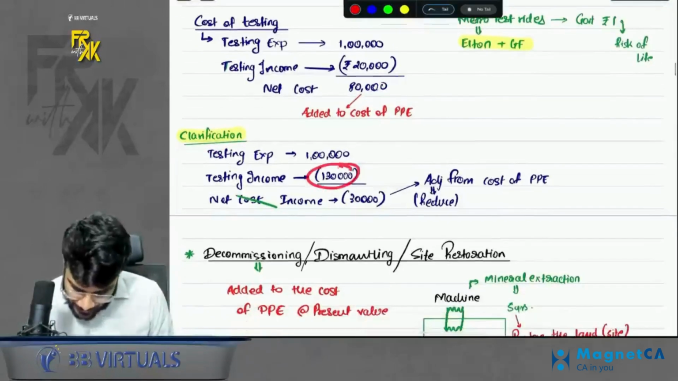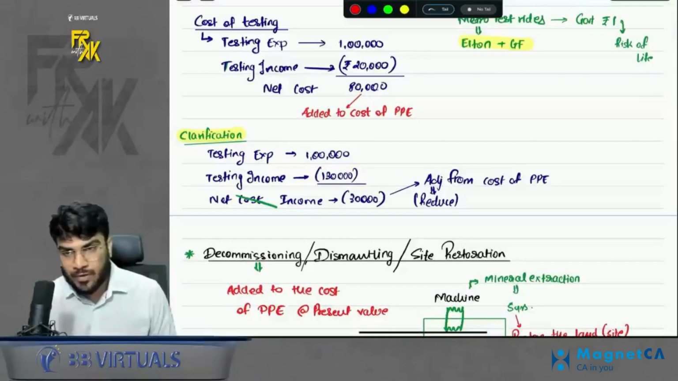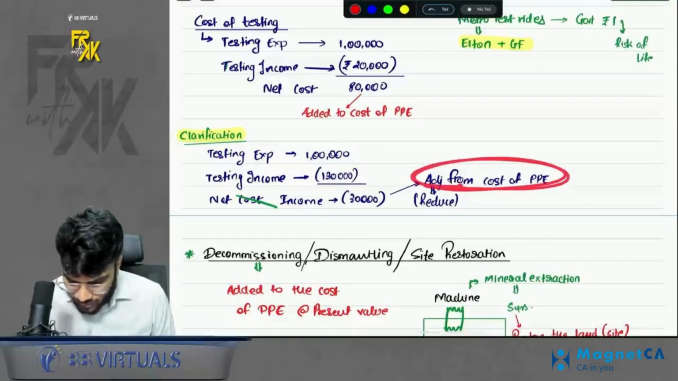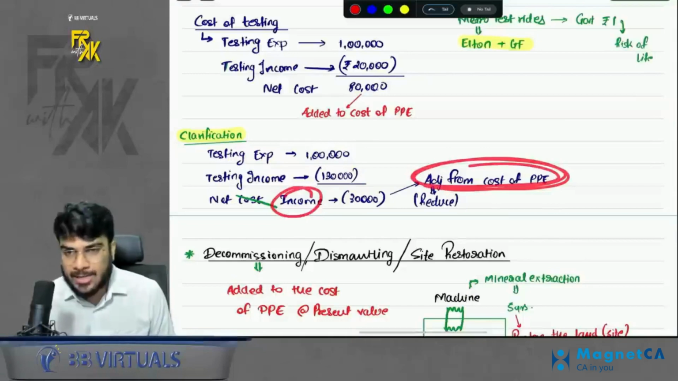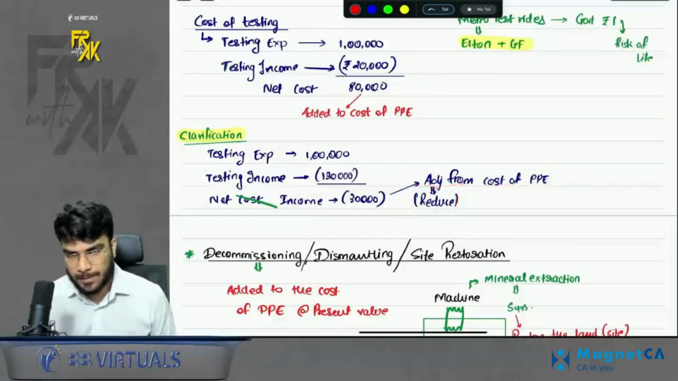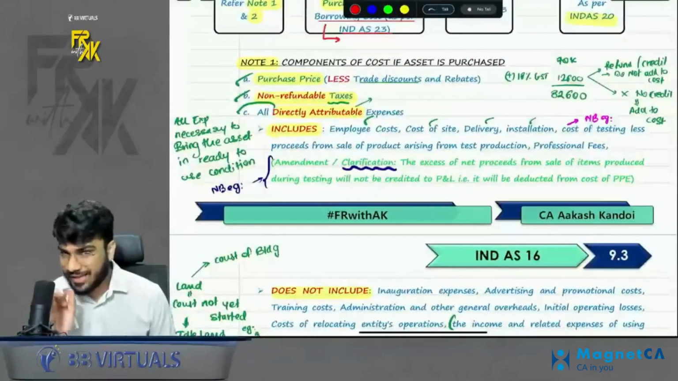What if your testing income exceeds your testing expense? Such net income will not be transferred to profit and loss. It will be adjusted from cost of PPE. And since your income exceeds your expense, it will be reduced from the cost of PPE, right? This is only done in case of testing income, right?